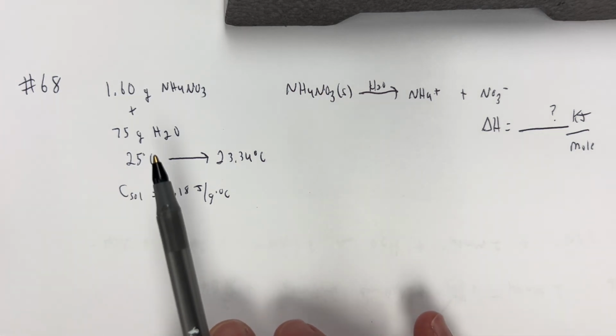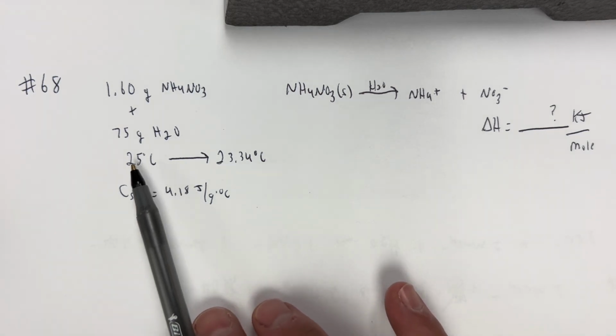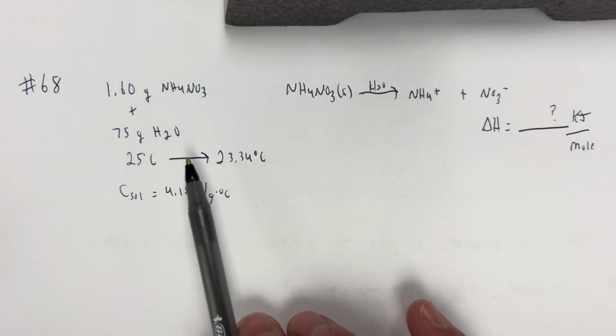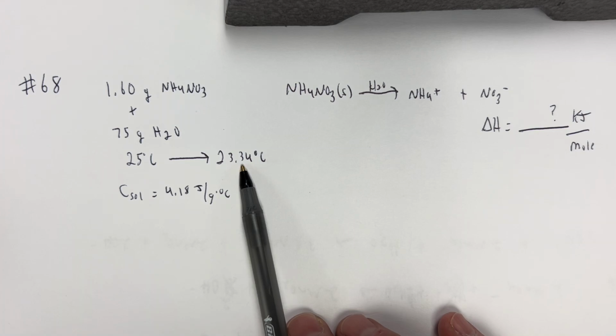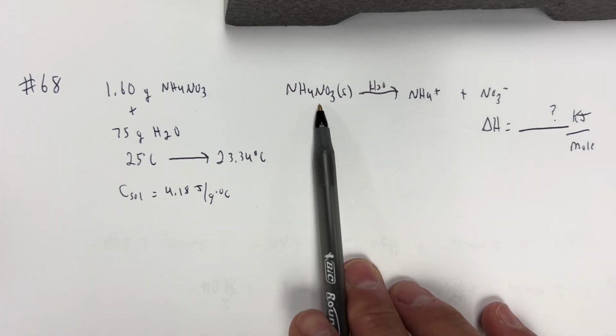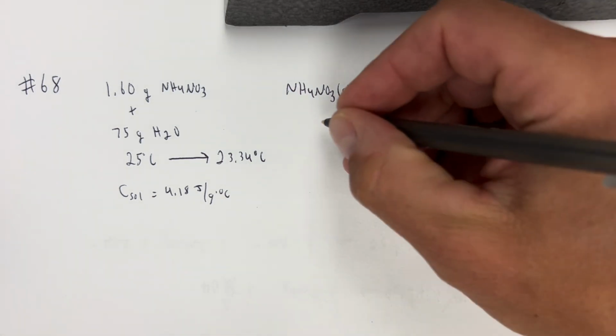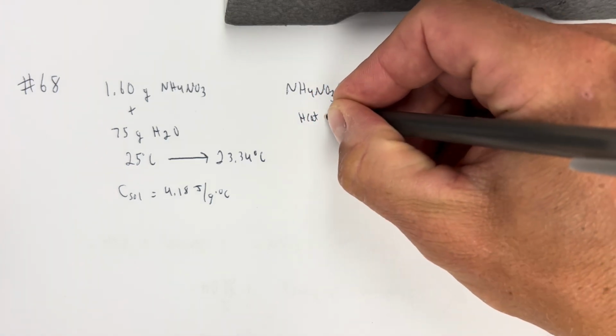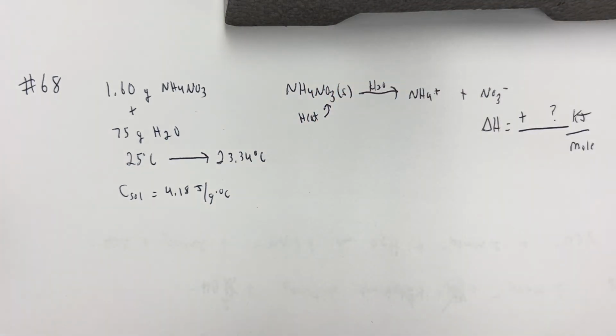Now the temperature of this is a little bit confusing. The temperature of the solution goes down from 25 to 23. So that heat is going into this as it dissolves. So it's going to be a positive sign here. Heat is going from that solution into that solid to make it dissolve.